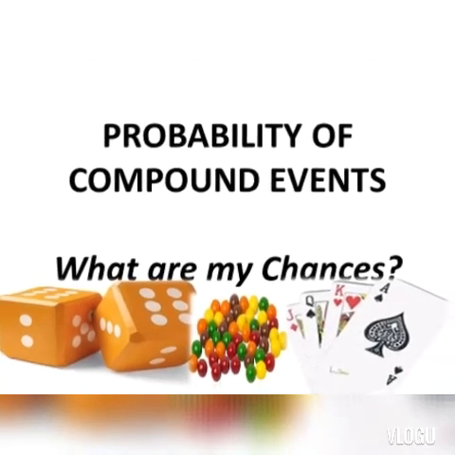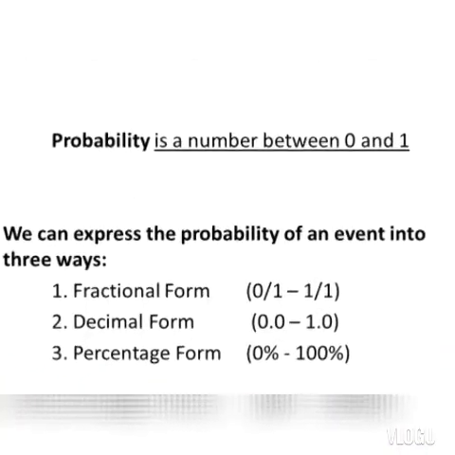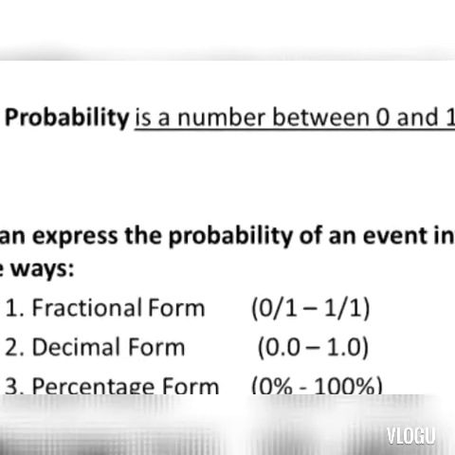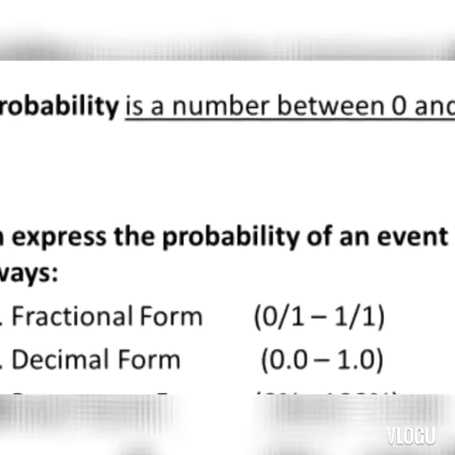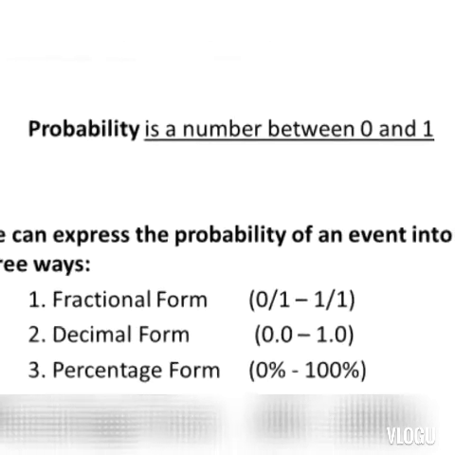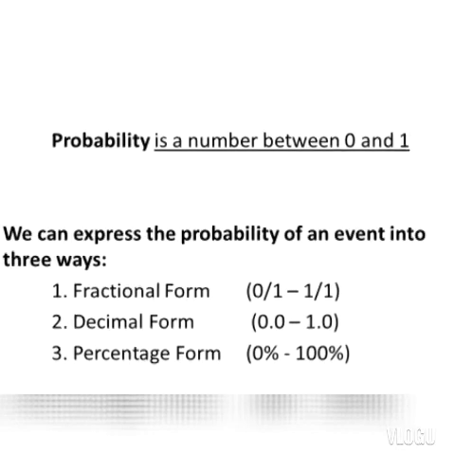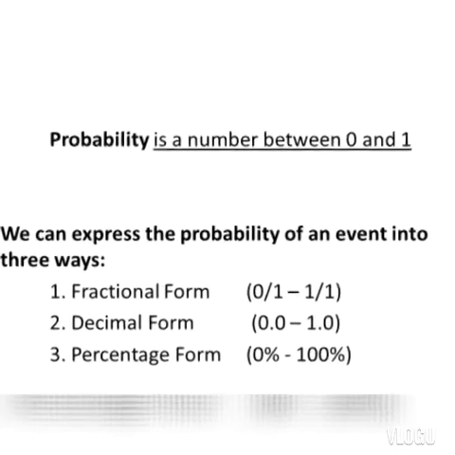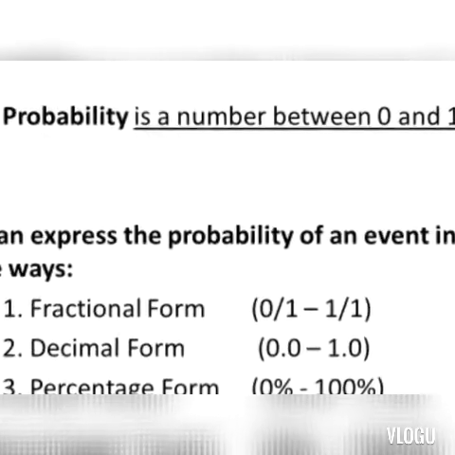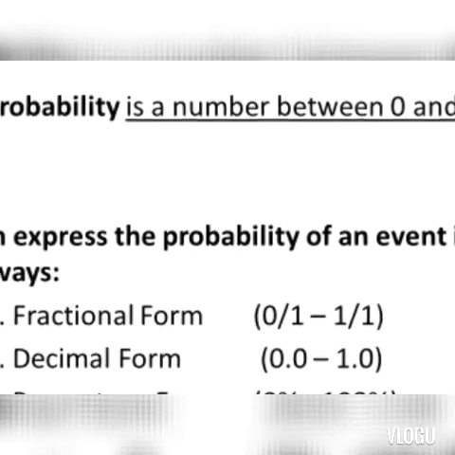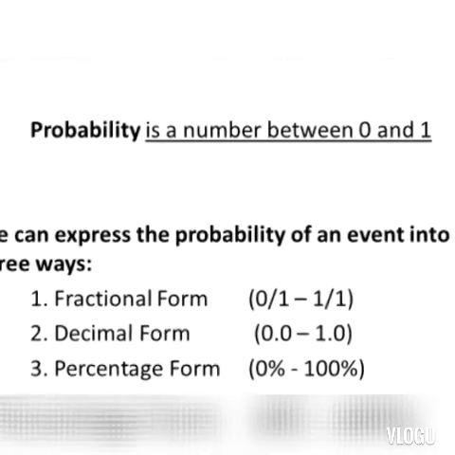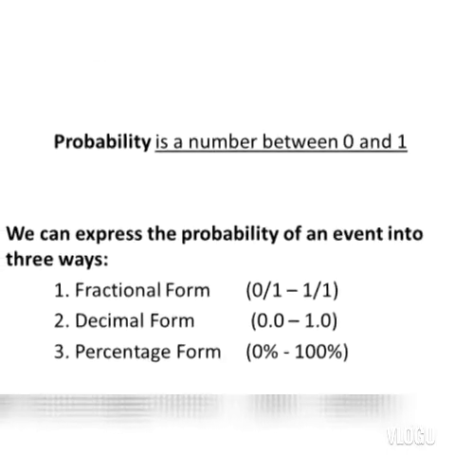But before anything else, let us recall first the probability of a single event. When we talk about probability, it is always a number between 0 and 1. 0 is the smallest probability that an event will happen, or it refers to uncertainty or impossible, meaning to say that it is impossible to happen. The highest probability is always 1. It means that 100% an event is possible to happen, or it is always certain.